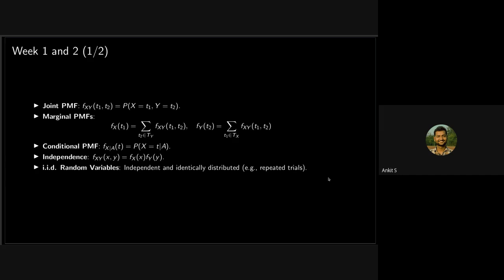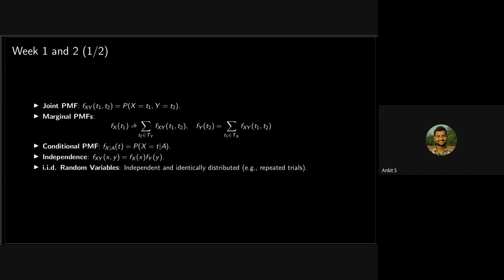For example, we look at the concept of joint PMF, which only comes when you look at two or more random variables. First we see concepts like joint, marginal, and conditionals. This was the theme of weeks one and two, and then independence. How do you define the joint PMF? How do you understand the joint PMF, marginal PMF, and conditional PMF when you are dealing with two or more random variables?